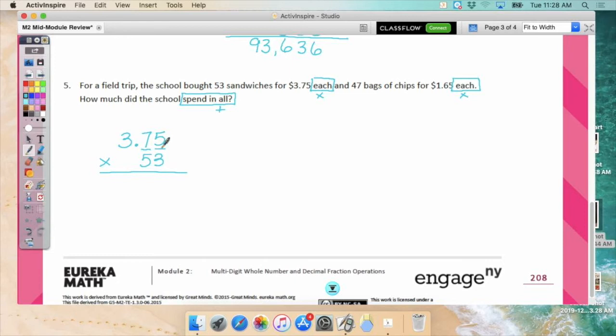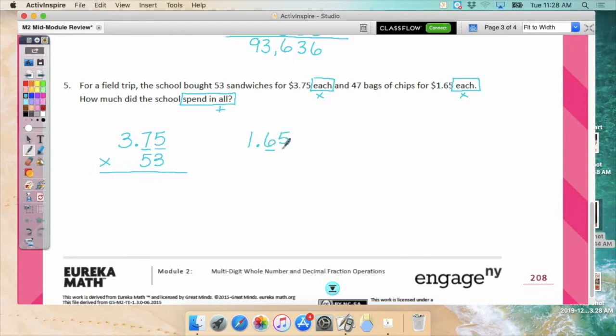Okay, so now that I've got a problem for the sandwiches, let's talk about the chips. Is it the exact same thing? Is she going to scan each bag, or is she going to take them times 47? Okay, and how much does each bag cost? $1.65.